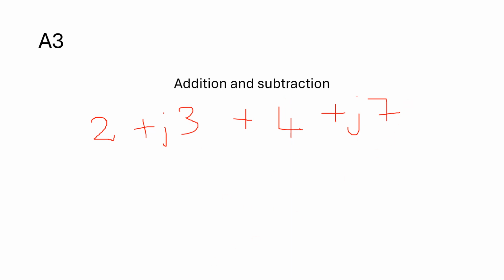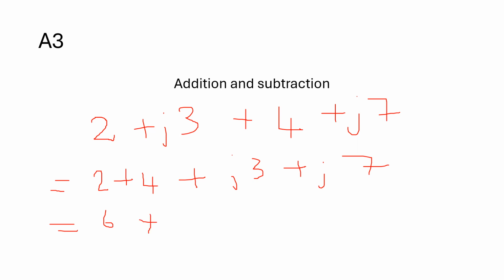So this equation actually simplifies to say now we have 2 plus 4, because these are the real part of the complex number, and then for the imaginary part we have j3 plus j7. So you just add the real part, it's going to be 6, then you also add the imaginary part, which is j10.